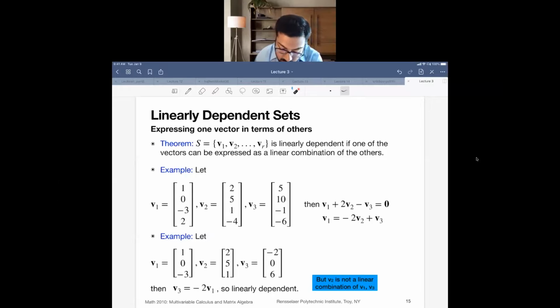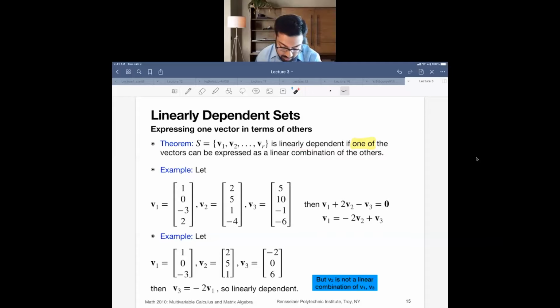And the key here is one, right? Only one has to satisfy. You don't have to do this for each of them. You only have to find out for one. If one of them you can do it, then you call it a linearly dependent set of vectors.